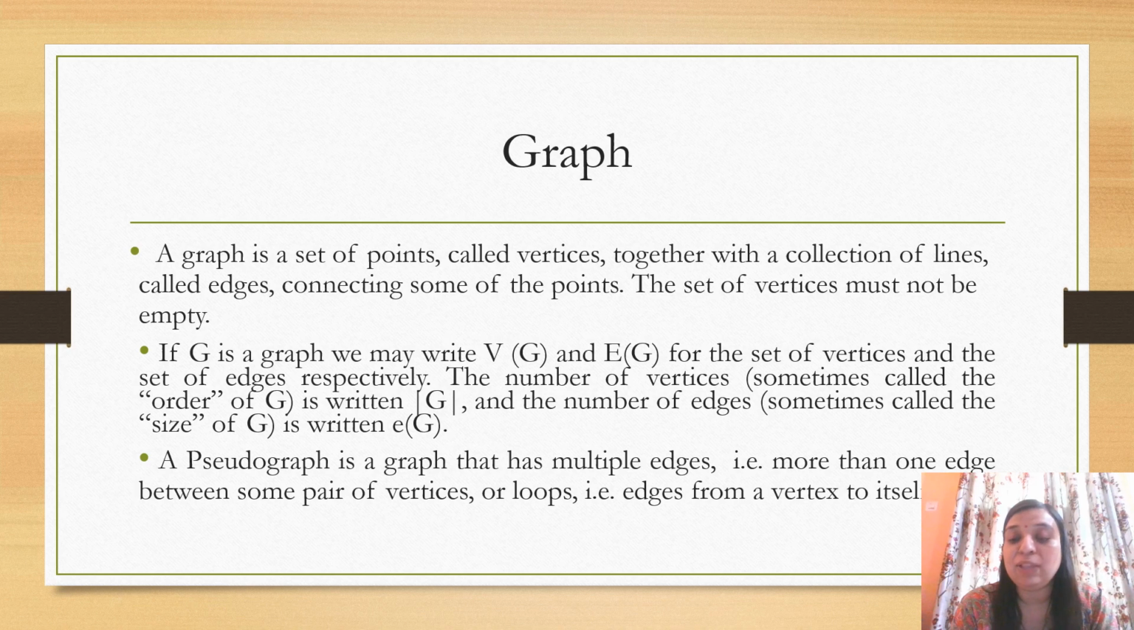For that, we define a pseudograph. A pseudograph is basically a graph, but here multiple edges and loops are allowed. So for us, a graph is a structure having vertices and edges, but no loops or multiple edges. Multiple edges means more than one edge between the same vertices.